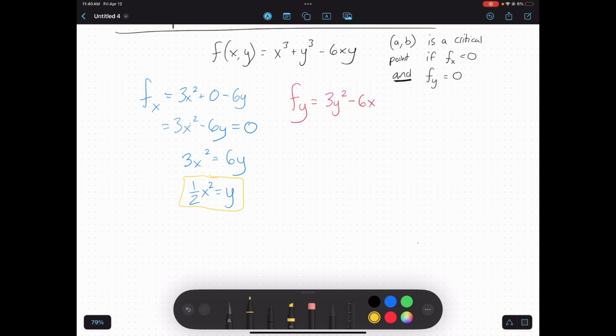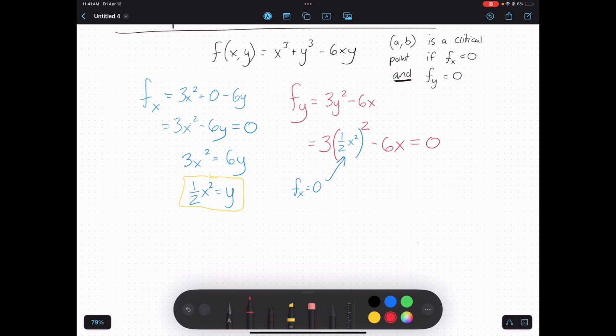So now, let's go back and let's go to my partial in terms of y. Like we said, we want both of these to equal 0. So what I will do is I'm going to rewrite this by substituting 1/2 x squared in for y. Why do I do that? Because as long as y is equal to 1/2 x squared, my partial in terms of x will equal 0. This guarantees that f sub x will equal 0. By making that substitution, I'm guaranteeing that f sub x will equal 0. So now, I just need to worry about setting this equal to 0, because I want my partial in terms of y to also equal 0. And now I can solve.